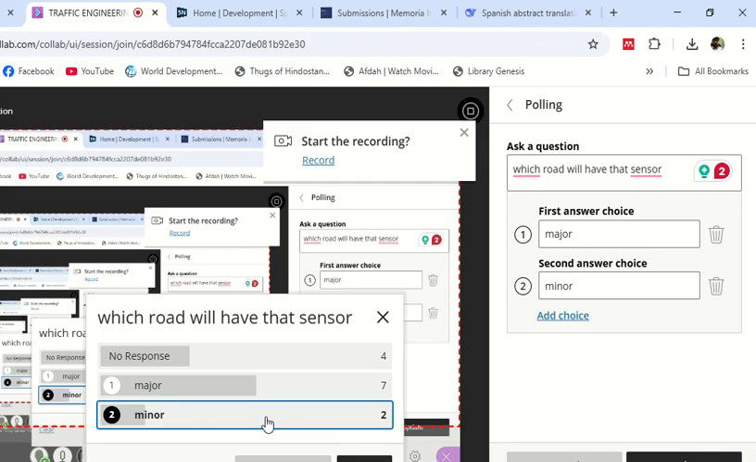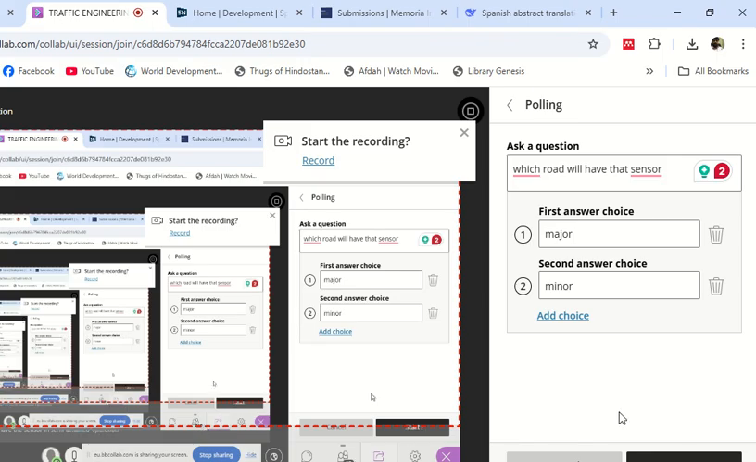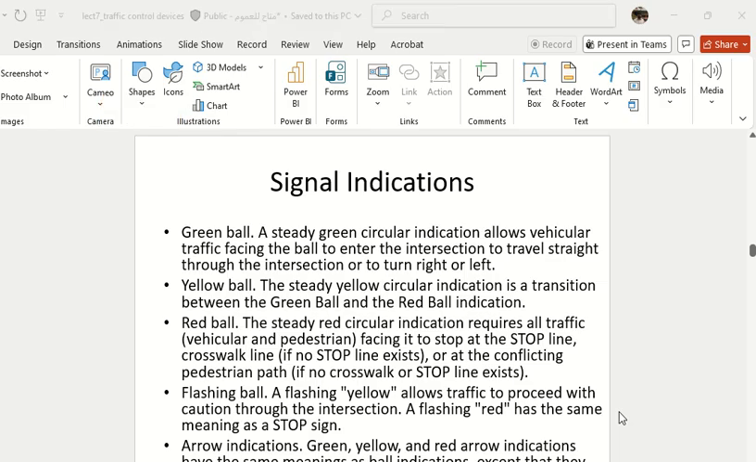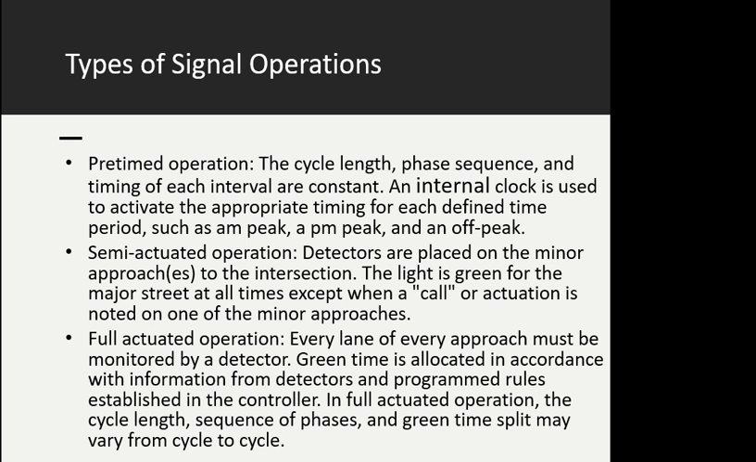Okay, so this is the correct one. The minor road will have the sensor. In semi-actuated operation, the minor road has the sensor. What's the logic behind it? On the major road, I want continuous flow unless somebody comes on the minor road.